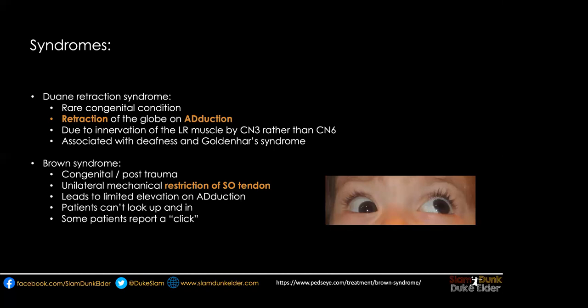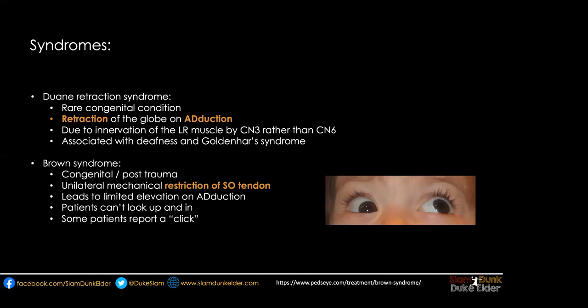And this is a mechanical restriction of the superior oblique tendon. So this leads to limited elevation on adduction. So in this picture here, this child's right eye is the one that's affected. She can't look up and in. So this eye is fixed here, and it can't look up here. And patients can report sort of hearing a little click when they're trying to move the eye here.